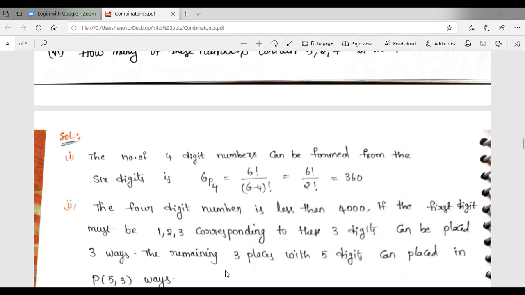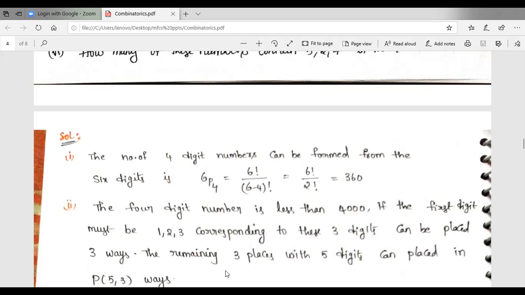So either 1 or 2 or 3. We need to find the numbers less than 4,000. So the first place will be filled with 1, 2 or 3. Fill it in any way, so 3 ways.